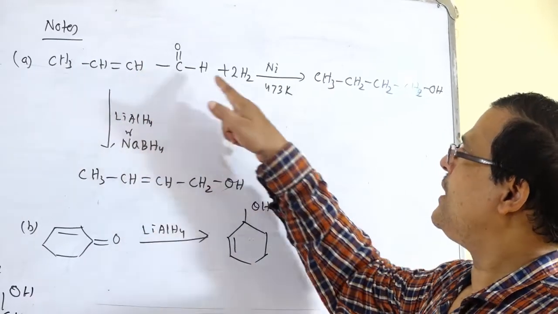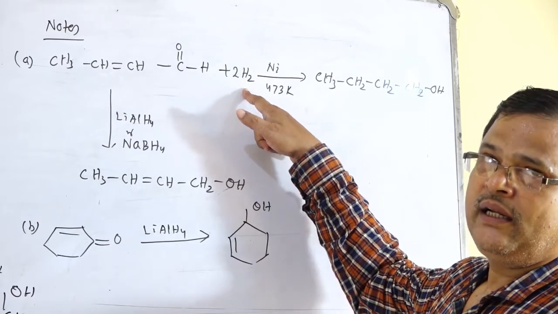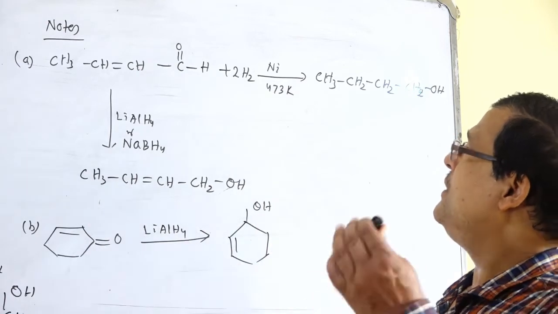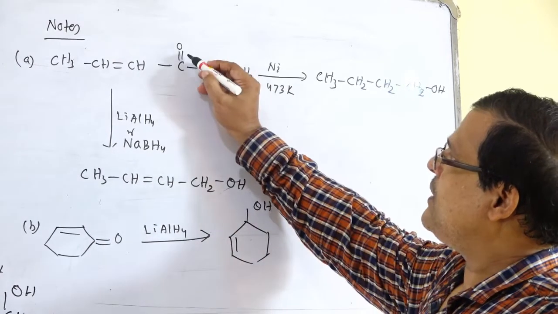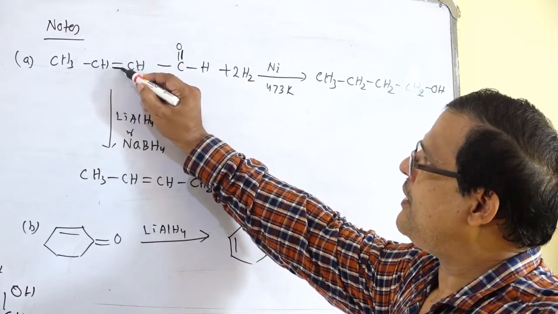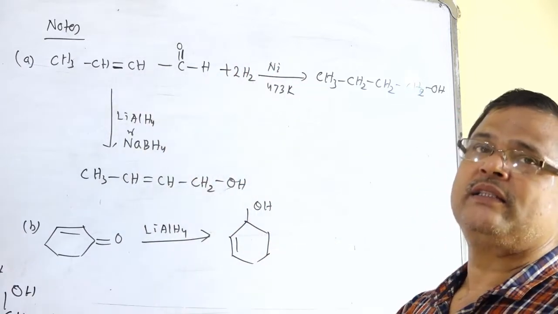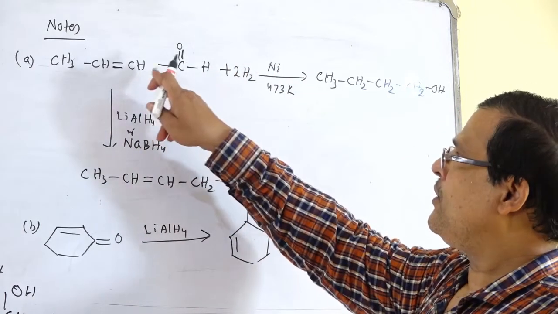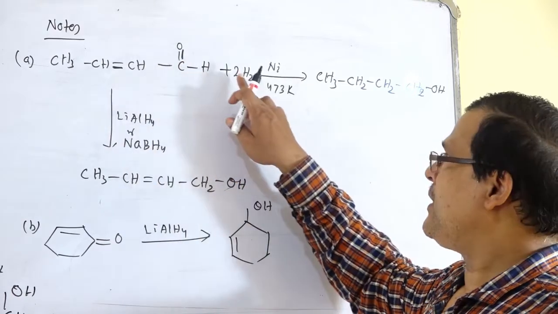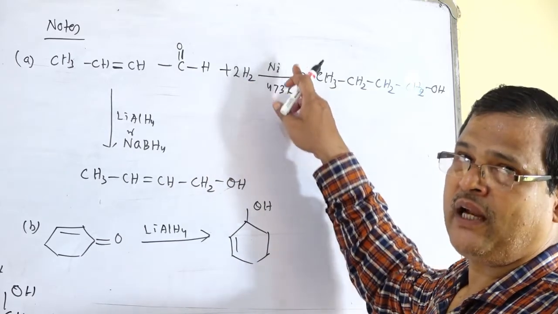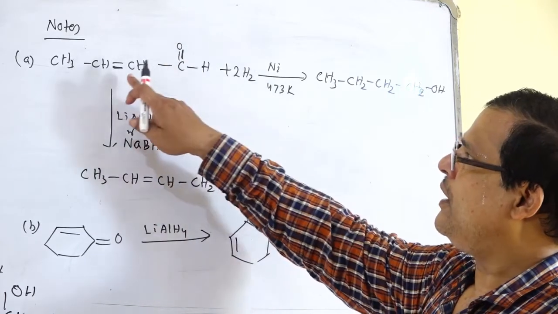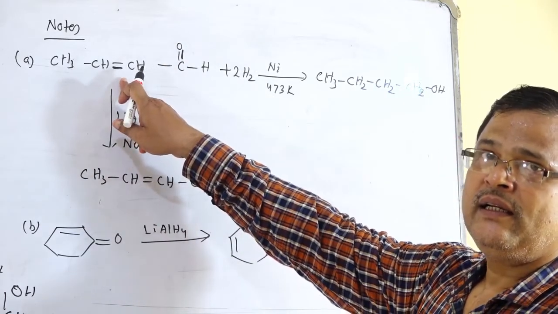If this compound is treated with hydrogen and nickel at 473 Kelvin, then what will happen? The reduction takes place at both the carbonyl group and the alkene. The pi bond of the carbonyl group and the pi bond of the double bond will break by the addition of hydrogen. So whenever unsaturated aldehydes or ketones are reduced with hydrogen in the presence of nickel at 473 Kelvin, both the pi bond of the carbonyl group and the alkene will break.